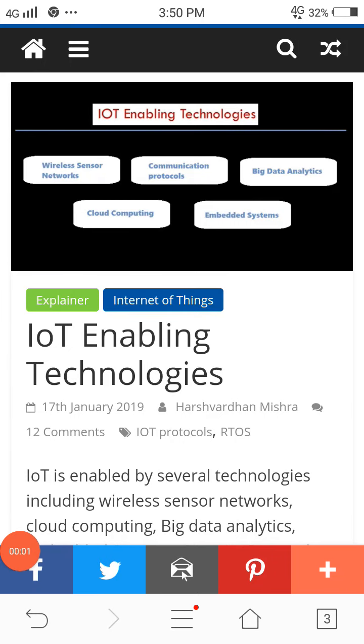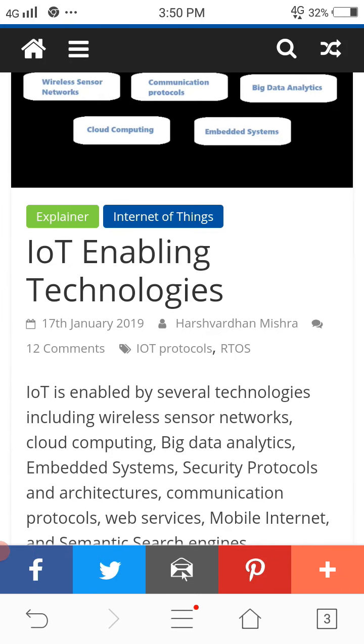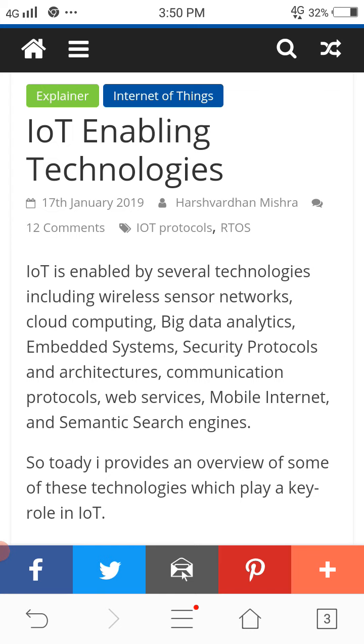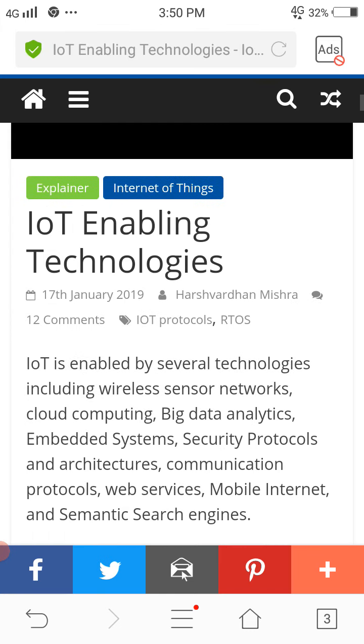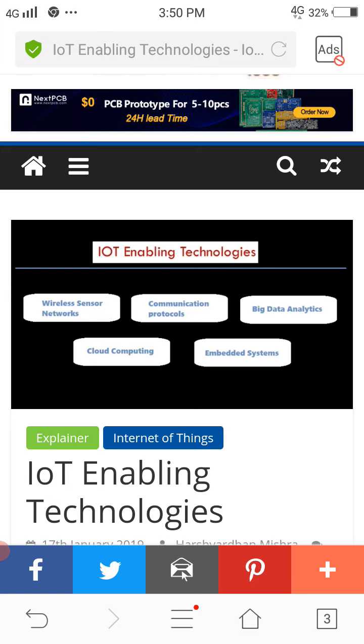Topic is IoT enabling technologies. So, IoT is enabled by several technologies, including wireless sensor networks, communication protocols, big data analytics, cloud computing, and embedded system. Let's discuss these technologies one by one.